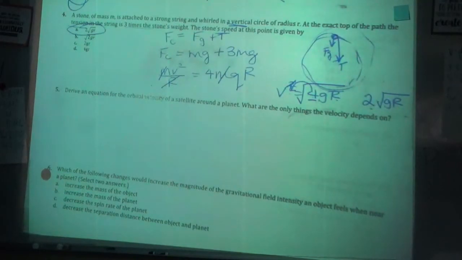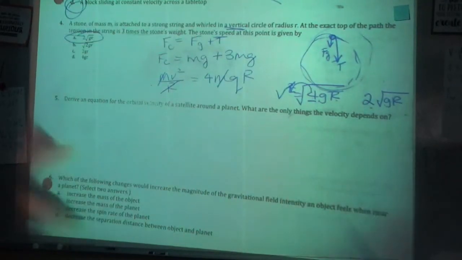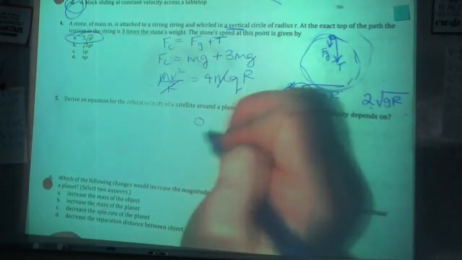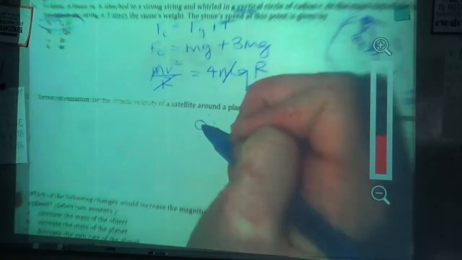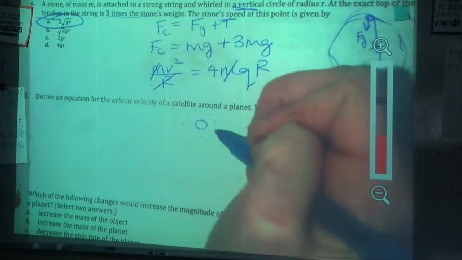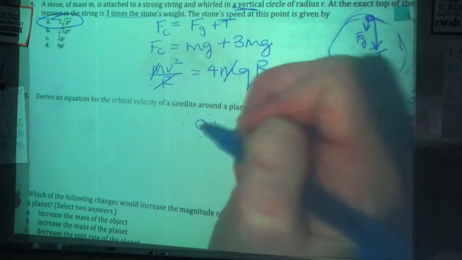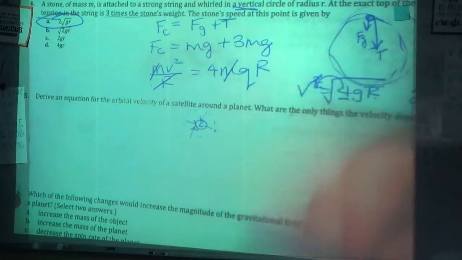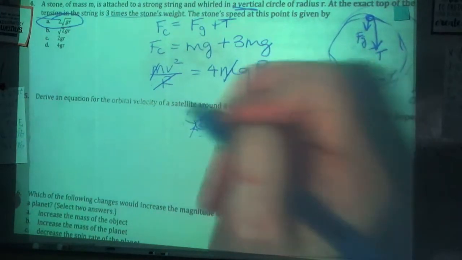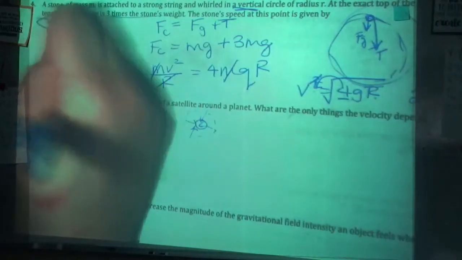5, deriving an equation for the orbital velocity around the planet. What are the only things velocity depends on? So orbital velocity of a satellite. If we talk about a satellite going around a planet, the only force acting on that satellite is the force of gravity. And the force of gravity is not pulling it down, it's pulling it to the center of the planet all of the time. So that means my centripetal force is the gravitational force, because there's no other forces. So my centripetal force is the force of gravity in this case.